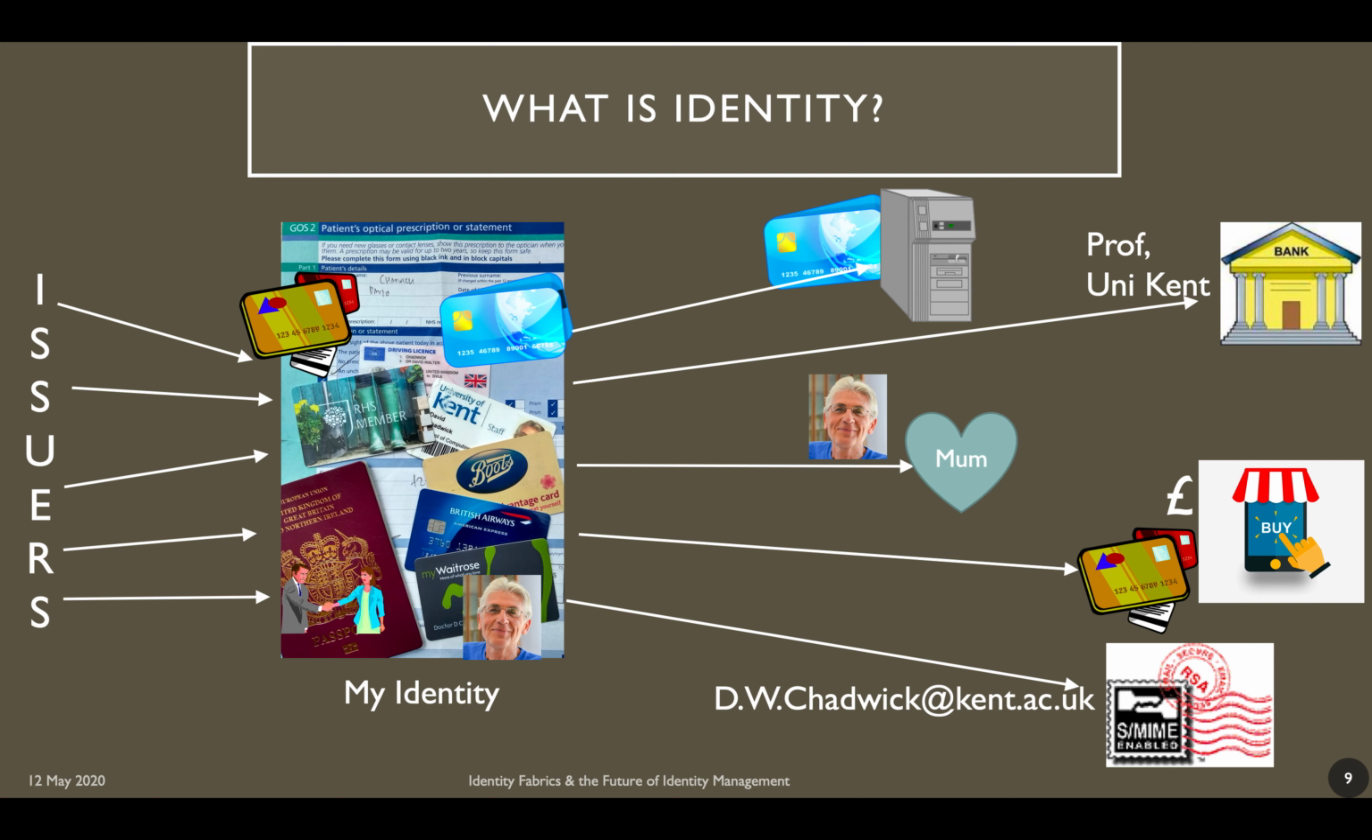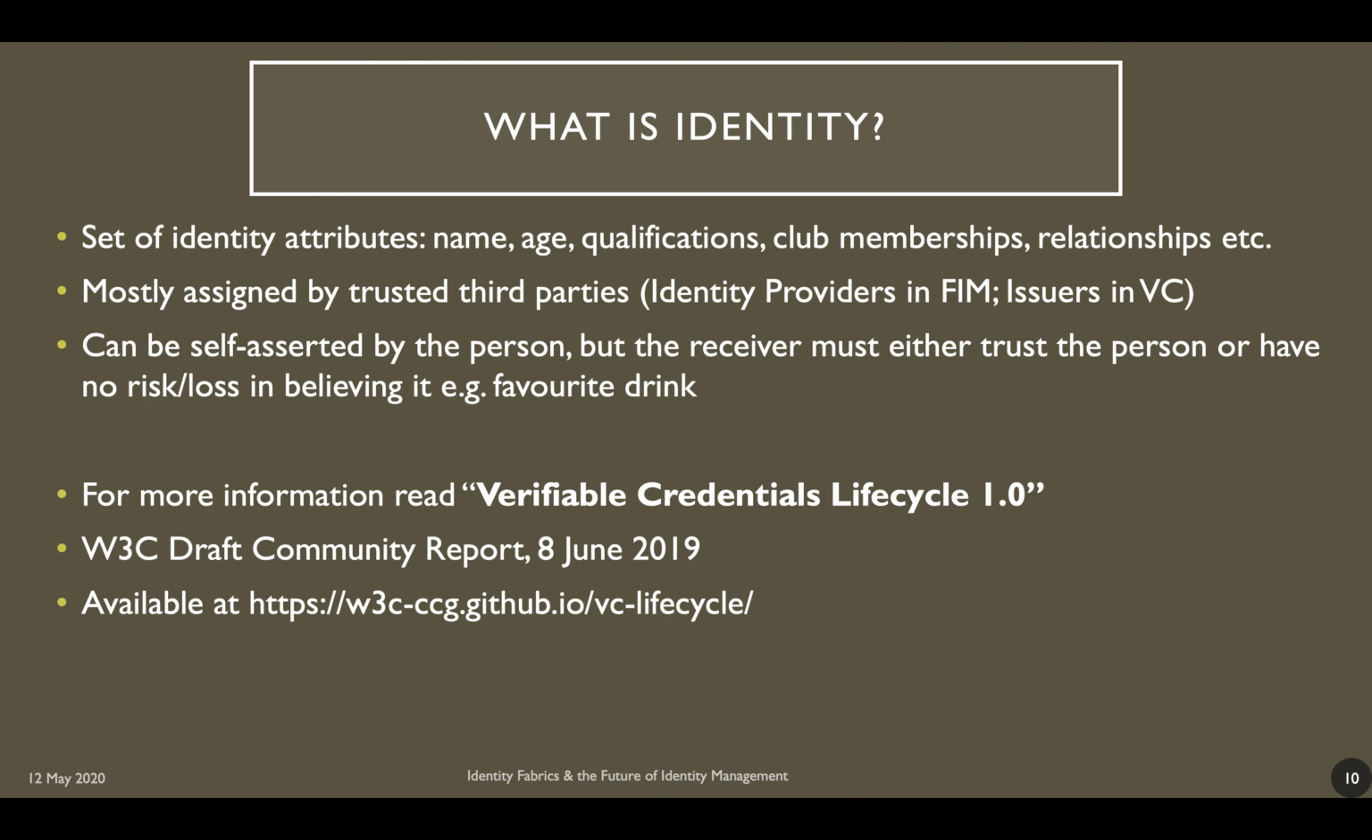So my mum would know a bit about me, and the bank could know a bit about me, and when I buy something online, that would know a bit more about me. But these recipients of my identity, none of them know all about me because I keep that under my control. So to summarize, identity is a set of identity attributes, mostly signed by others, but you can self-assert some yourself if the receiver trusts you to do that.